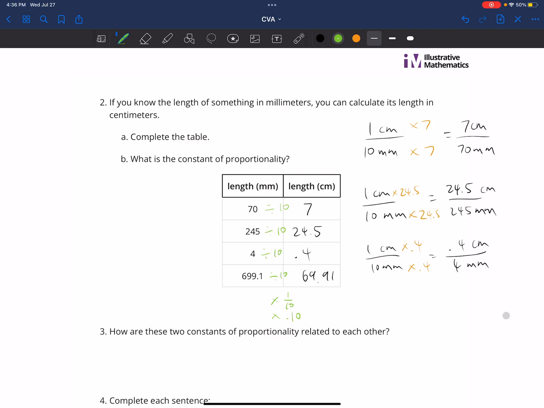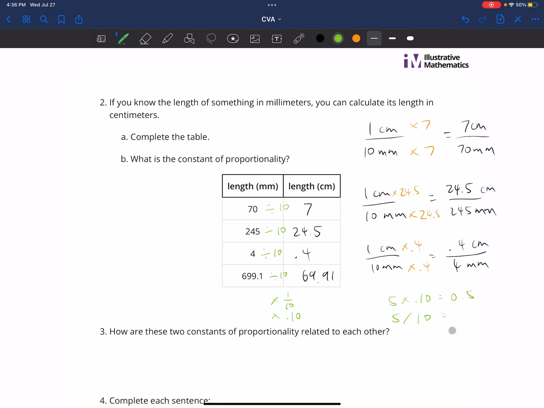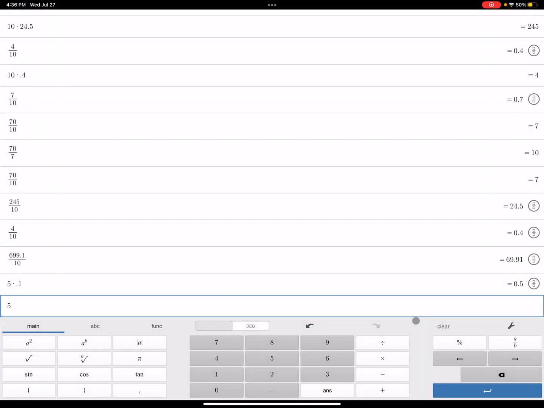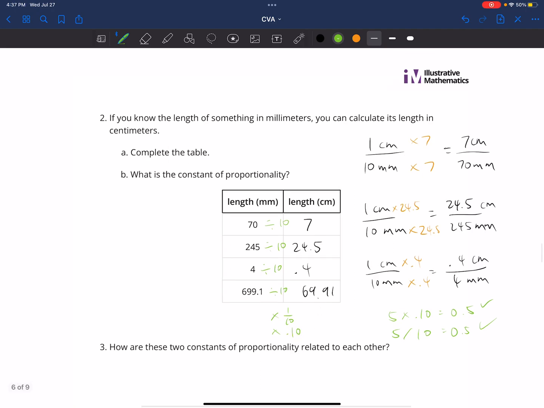Why? Let me show you. Let's have 5 times 0.1 and 5 divided by 10. 5 times 0.1 is 0.5, and 5 divided by 10 is also equal to 0.5, you see? So dividing by 10 is the same thing as multiplying by 1 over 10 or by 0.1. So the constant of proportionality here is 0.1, or you can say 1 over 10.